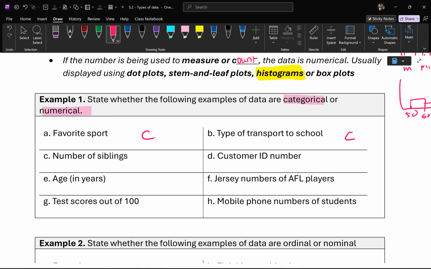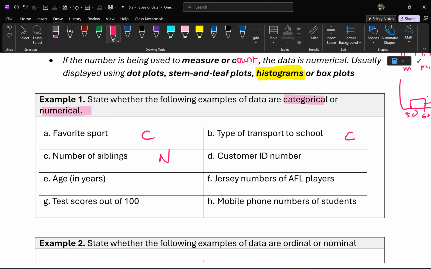C, let's go with, on this side, let's go with Kate. Number of siblings, what would this be? Numerical, because it's a number. If I asked you how many brothers you have, you'd give me a number. You won't give me a name. Next one, D, customer ID number. Who wants to have a go with this one?